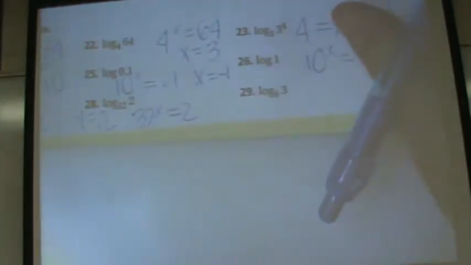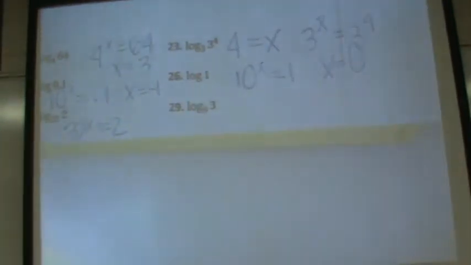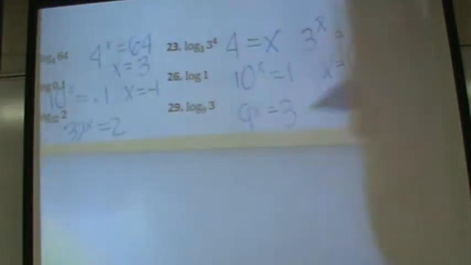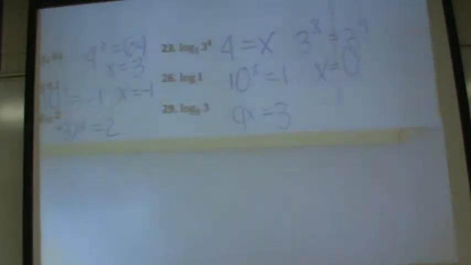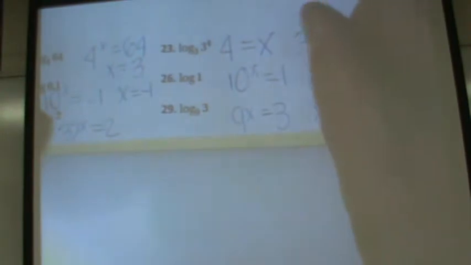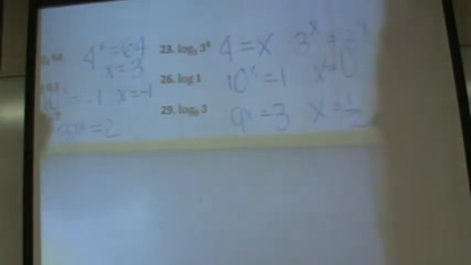And the last one. 9 to what power gives you 3? Now think. Think of square root. If you took 9 and took the square root of it, what do you get? 3. So x is 1/2. Now do that on a calculator. So 9 to the 1/2 power is equal to 3.